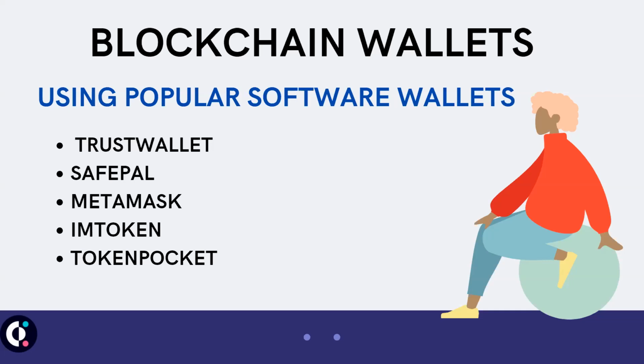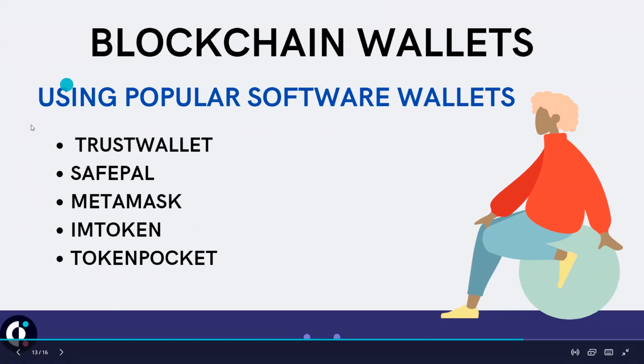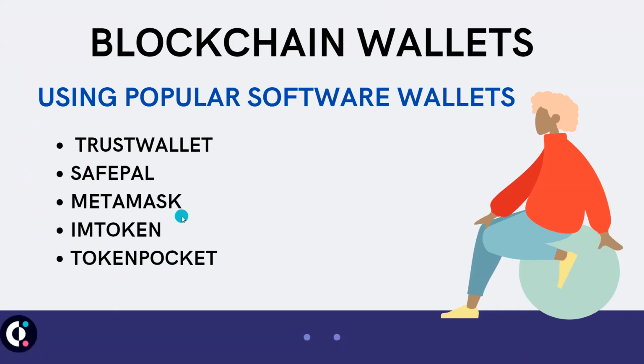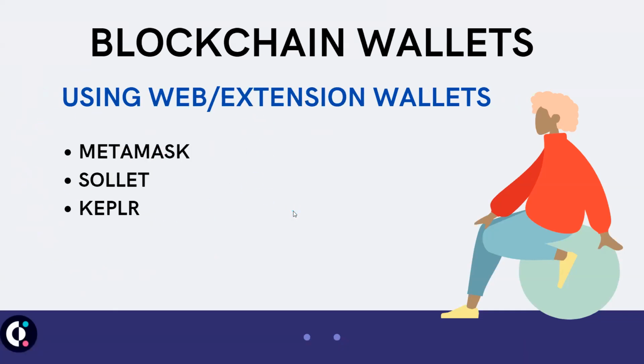Now, Trust Wallet. I showed you how to create a wallet as a newbie. And if you're not a newbie, you can see how to import your wallet. You see import wallet at that creation page. Trust Wallet, SafePal, Metamask, Token, and Token Pocket are the 5 major software wallets I use. Now let's move on to the next one.